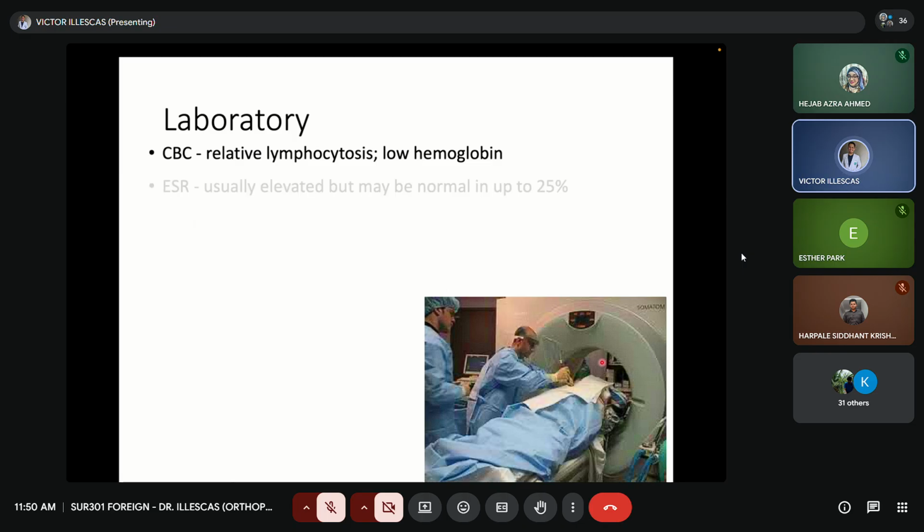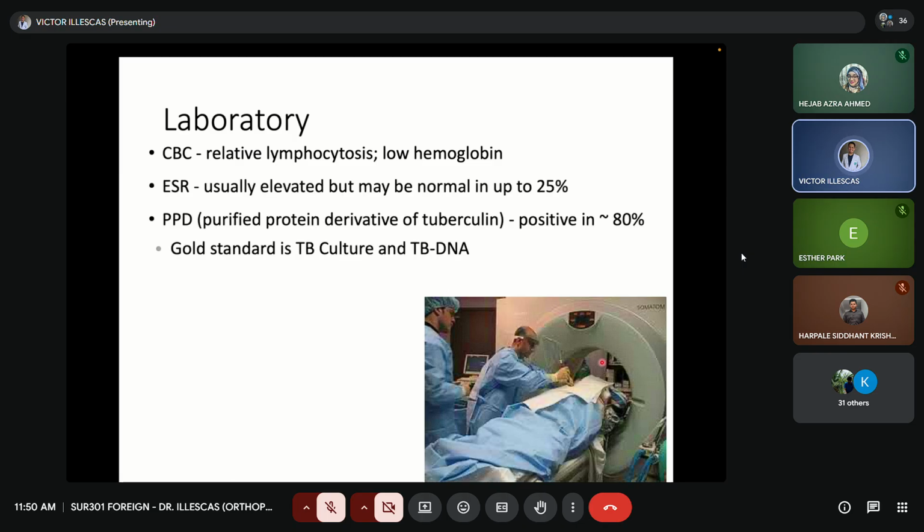CBC will show lymphocytosis and low hemoglobin. ESR will be positive in up to 25%. PPD, because well, as Filipinos, most of us have exposure to TB, so most of us will have positive PPD. So this is not as useful as compared to other tests.